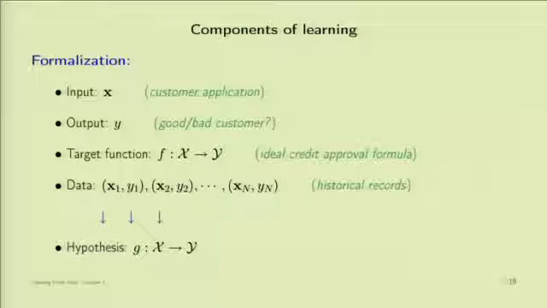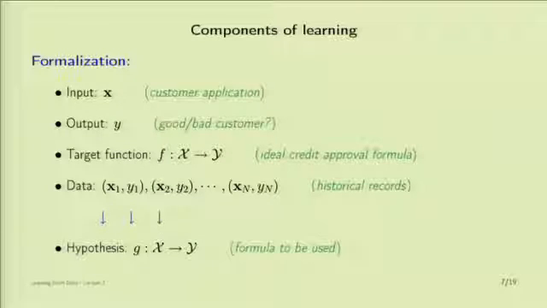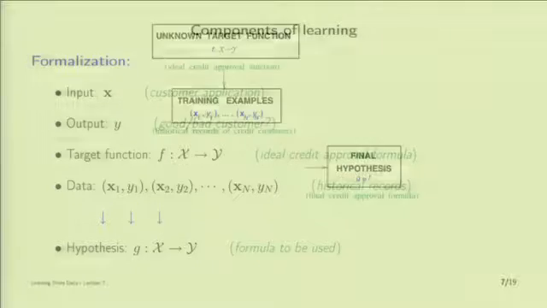Okay? So this notation will be our notation for the rest of the course. So get used to it. The target function is always f. The hypothesis we produce, which we refer to as the final hypothesis, will be called g. The data will always have that notation. There are capital N points, which are the data set. And the output is always y. Okay. So this is the formula to be used.